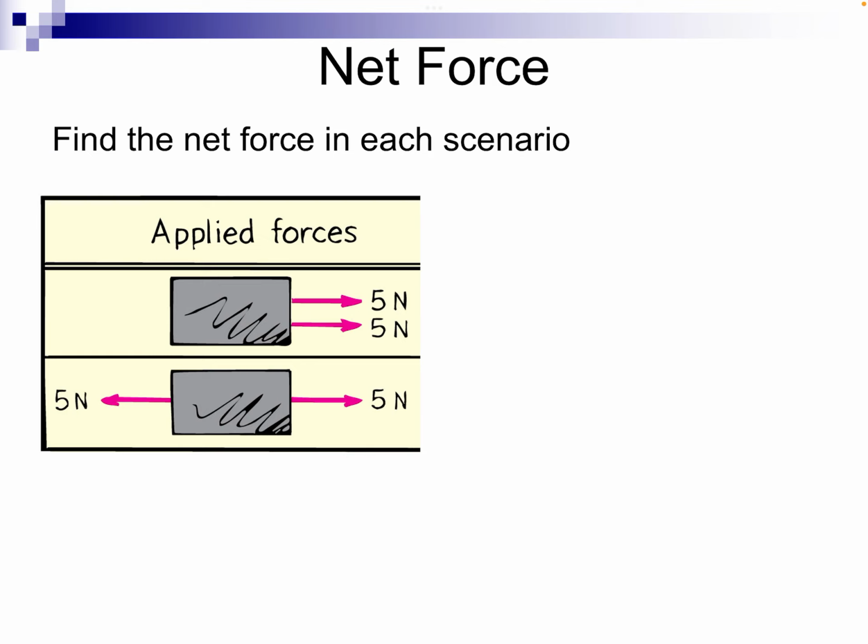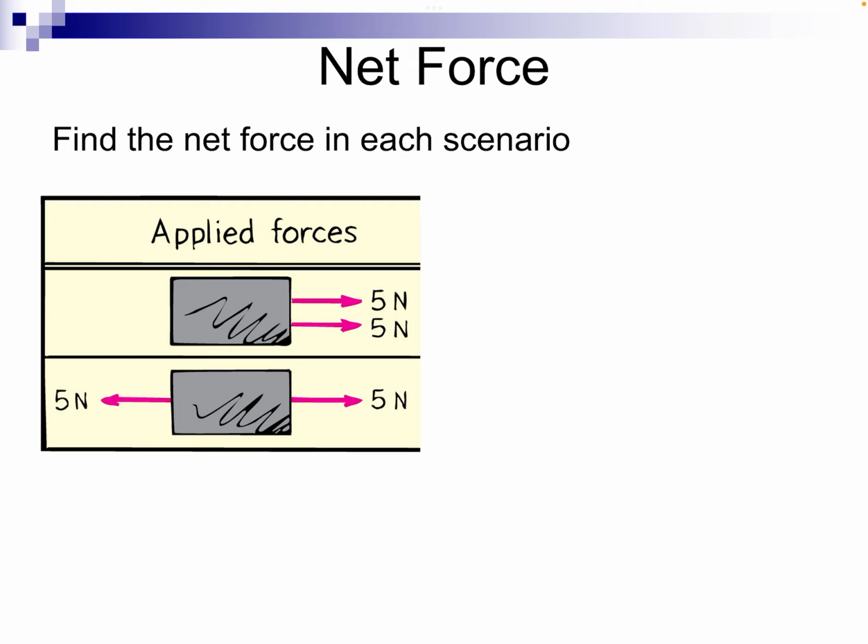Right, just a little bit of quick check before we proceed. You have these two scenarios here. We want to find the net force in each scenario. So in the first one, you have two forces, 5 newtons each, being exerted in the same direction on this object here. Right? We know that, and in the second scenario, you have also these two forces, both 5 newtons each, but this time those two forces are directed in opposite directions.